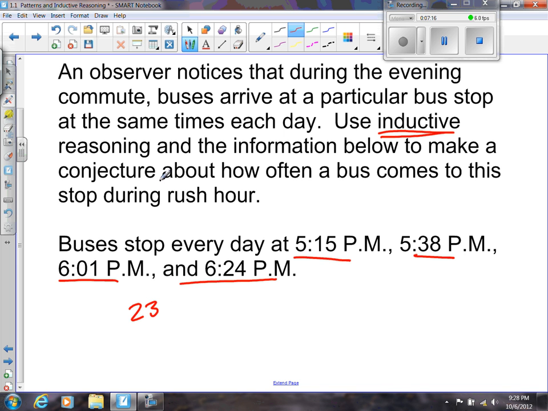So my conjecture will be: a bus comes every 23 minutes.